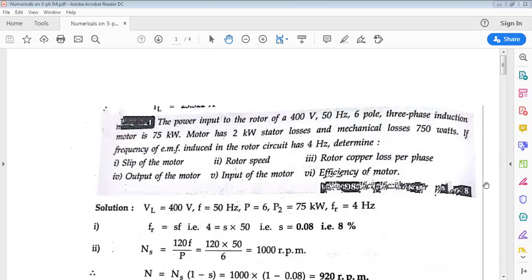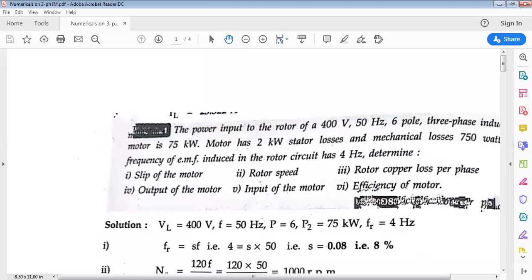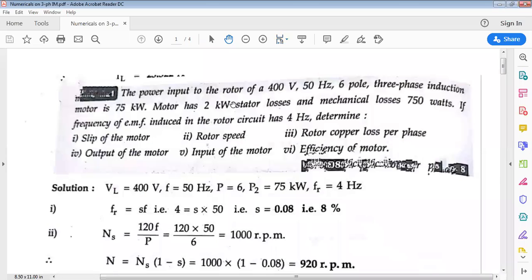Okay. So see next one, numericals on three-phase induction motor we are going to see. First one, sum. Power input to the rotor of 400 volt, 50 hertz, 6 pole, three-phase induction motor is 75 kilowatt.